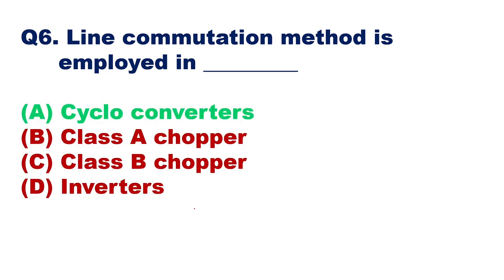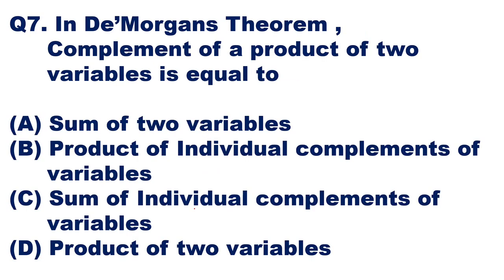So here you can see cycloconverter is the right answer. Then we'll go to the next question. Question number 7. In De Morgan's theorem, complement of a product of two variables is equal to what?